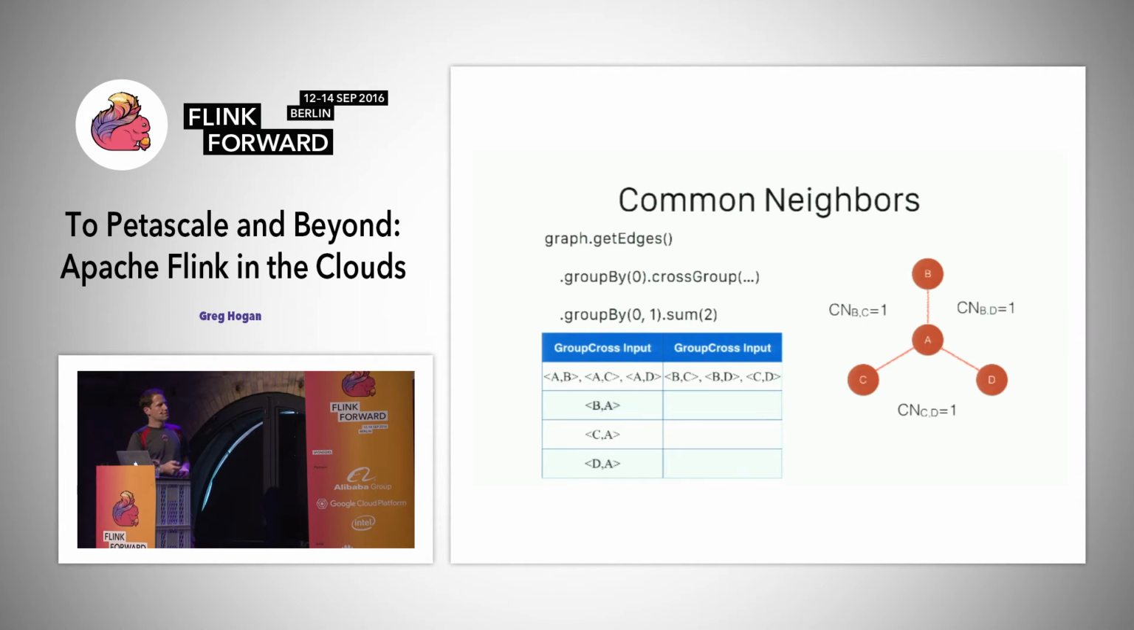So how do we compute common neighbors? Some basic pseudocode: we take our edge list, we group on the source, we do something that doesn't exist yet in Flink, we call it cross group, which emits the neighbor pairs. We group on neighbor pairs, and then we add up how many of those neighbor pairs are present. We can see here that in the star graph, each pair of external neighbors shares the common root node.